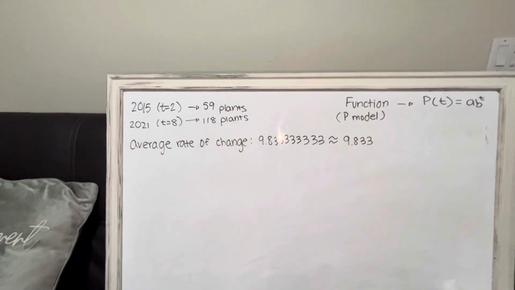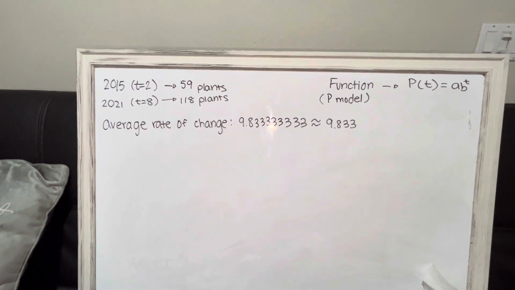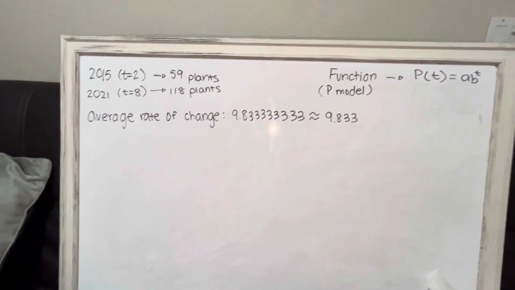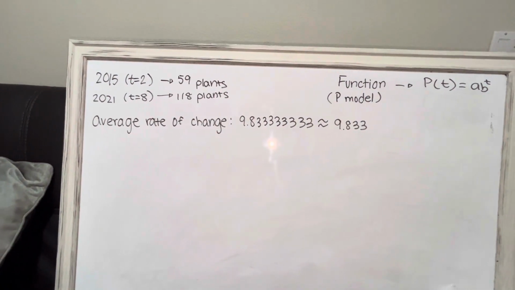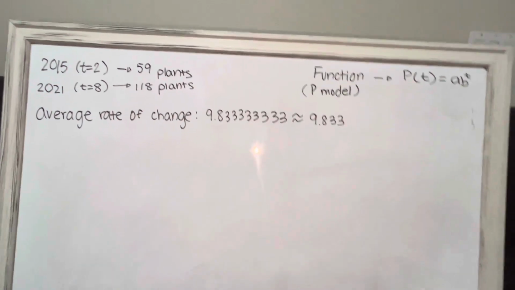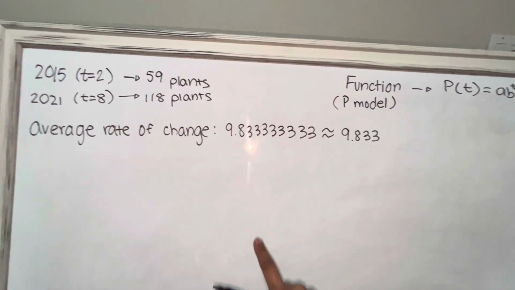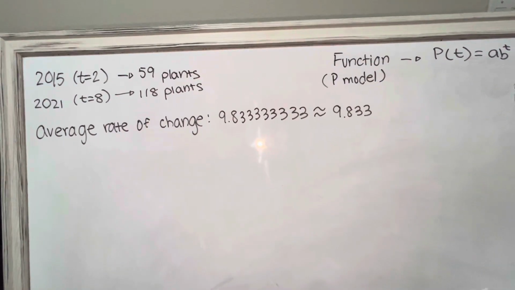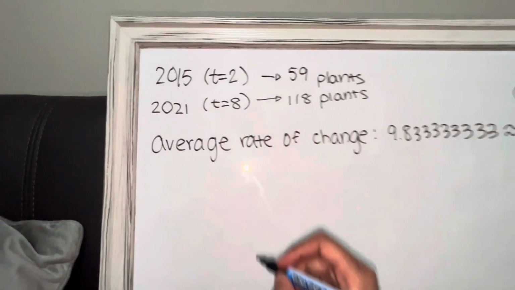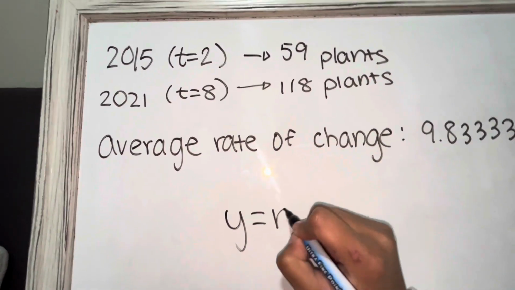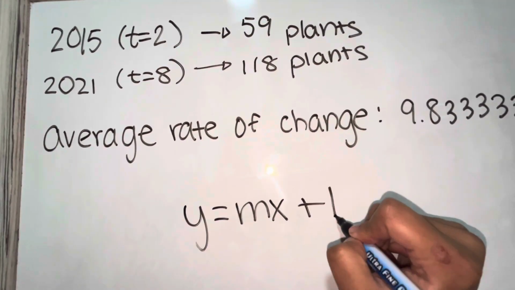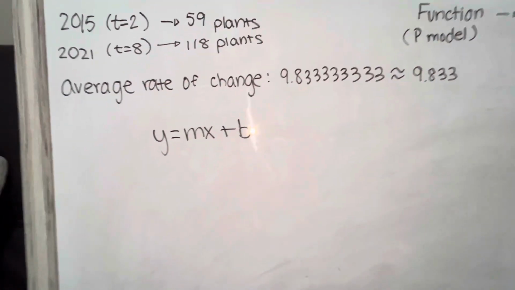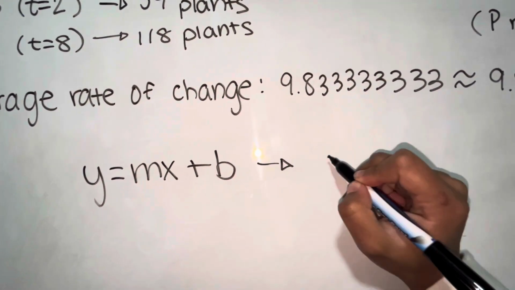And right now we're trying to use an average rate of change to estimate the number of plants for t equals 10 years. So in order to find t equals 10 years, let's first look at the average rate of change. So the average rate of change is 9.833. Now we can put this into y equals mx plus b, which can be used to help find estimates in this problem. Okay, so right now we already know our average rate of change, or our slope. So we already know our m.